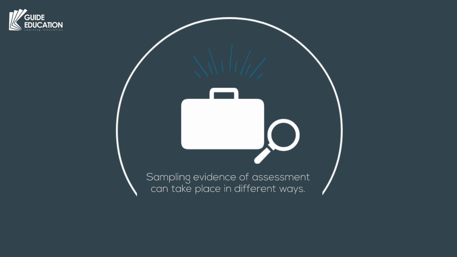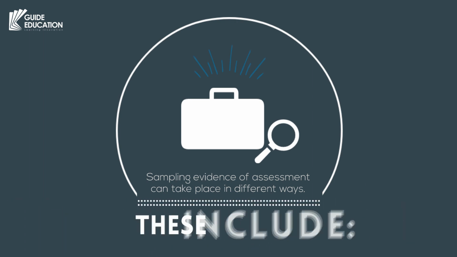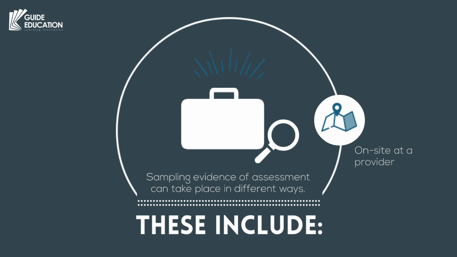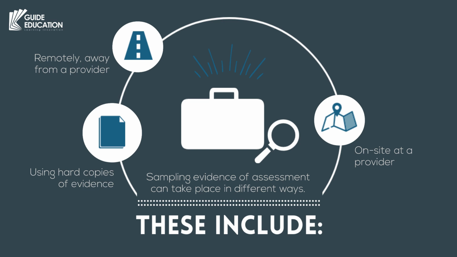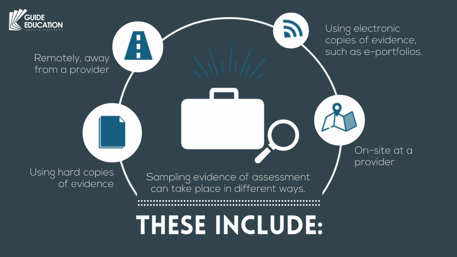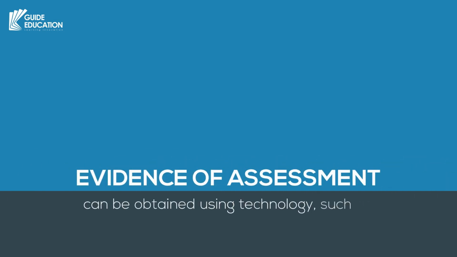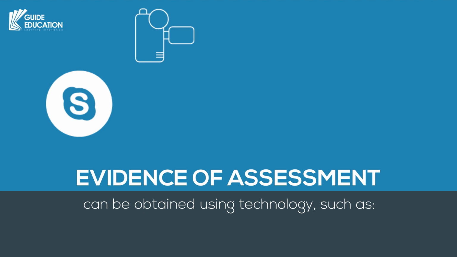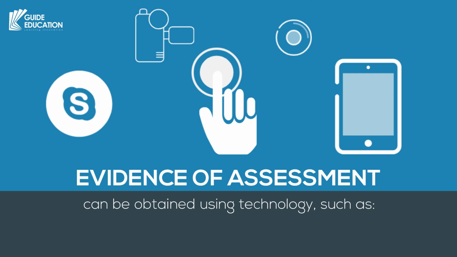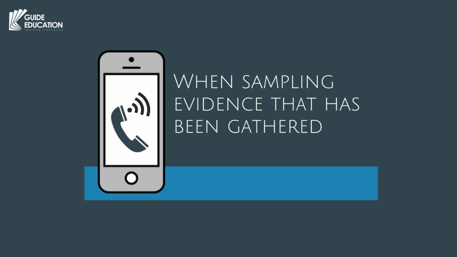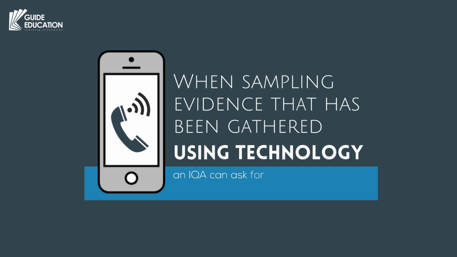Sampling evidence of assessment can take place in many different ways. These can include on-site at a provider or remotely away from a provider, using hard copies of evidence or using electronic copies of evidence such as e-portfolios. Evidence of assessment can be obtained using technology such as Skype, digital cameras or camcorders, digital audio recorders or dictaphones, tablets or smartphones. When sampling evidence that has been gathered using technology, an IQA can ask for copies of electronic recordings to be sent to them.